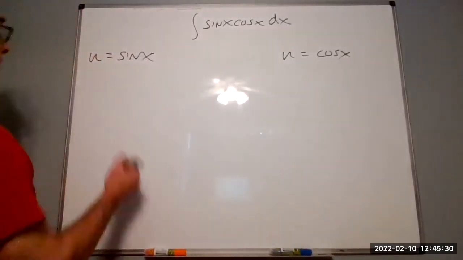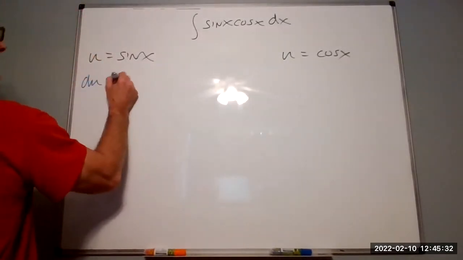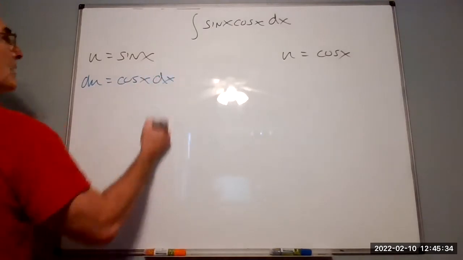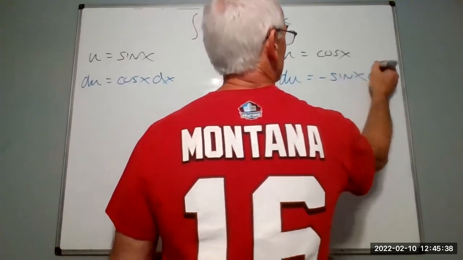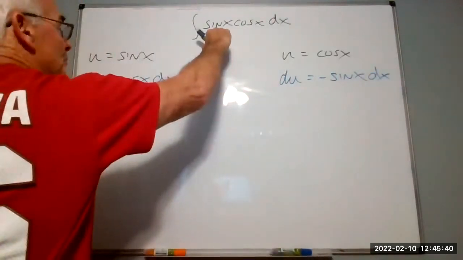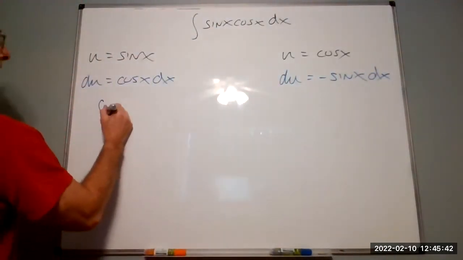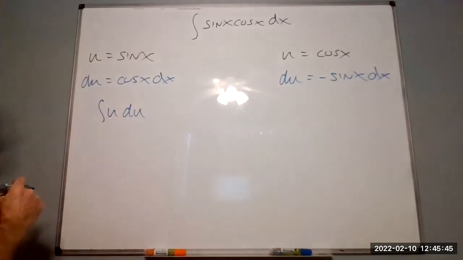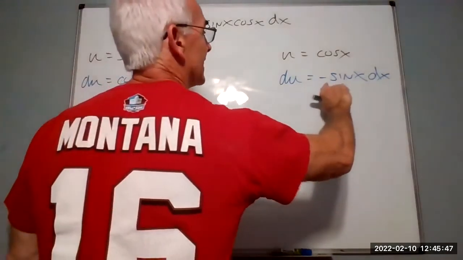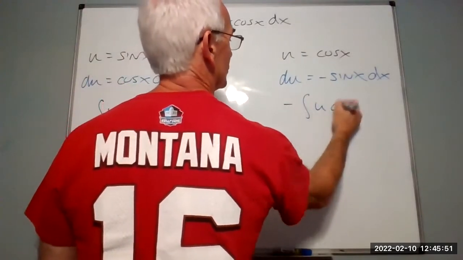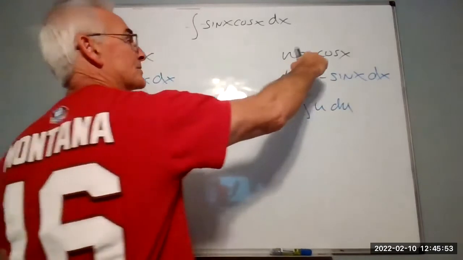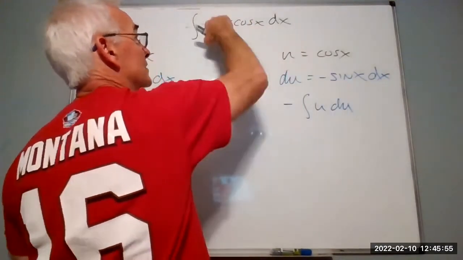So in this case here, my du would be cos x dx. Over here, my du would be negative sine x dx. So this problem over here simply became u du. But over here, oh, I need that extra negative, don't I? So I go negative, negative, and so now I have negative u du. If my u is cosine, then my du needs to be a negative sine.